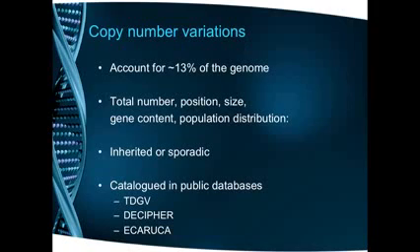They can be inherited, or they can be found sporadically, and they are cataloged in public databases. There's the Toronto database for genome variants, and then there are 2 databases that actually catalog those that are disease-causing or associated with disease. And that's DECIPHER, which uses Ensembl data, and the European Cytogeneticists Association database. And both of those try to catalog the ones that are clinically important.